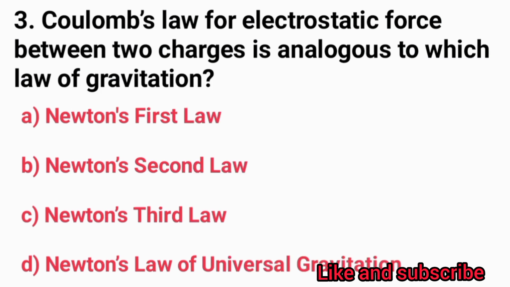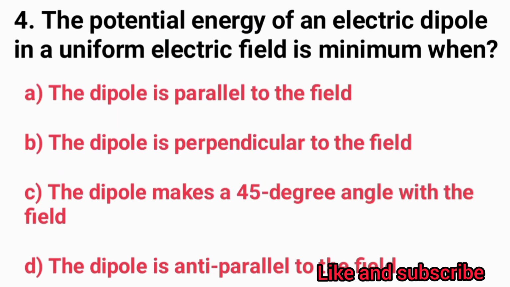Question number 3. Coulomb's law for electrostatic force between two charges is analogous to which law of gravitation? The correct answer is option D, Newton's law of universal gravitation. Question number 4. The potential energy of an electric dipole in a uniform electric field is minimum when? The correct answer is option A. The dipole is parallel to the field.